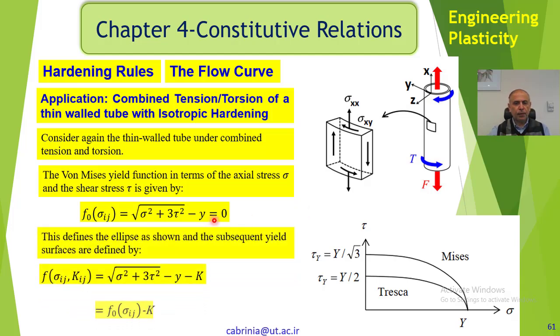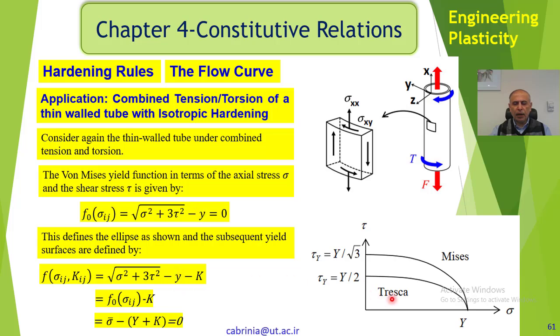This defines the ellipse, as I said, and now the subsequent yielding. We put 0 here, it means initial yielding. It means the points on the ellipse, okay? They are F0. Now F is a bit further. If we go to some points here, okay, isotropic hardening. So F of sigma ij, k, okay? So this equation becomes this.